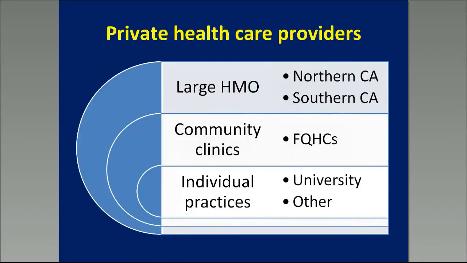In California, our main categories of providers are this large HMO serving Northern California and Southern California. We have community clinics called federally qualified health centers, which are clinics that get grants from the federal government through HRSA. One of their goals, their mission, is to serve underserved populations, so they mainly serve folks on Medicaid or uninsured persons. And then, of course, there are the individual private practices. There are a lot of university-based practices in the state of California, as well as these individual practices.